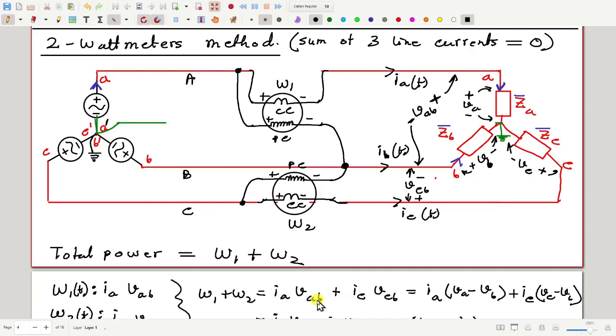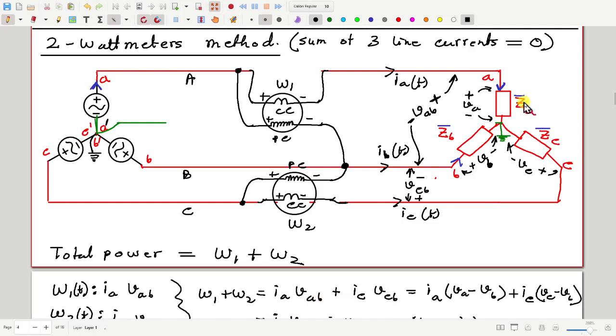Yes, sir, it might. Will it work for unbalanced loading? What is the difference between balanced loading and unbalanced loading?